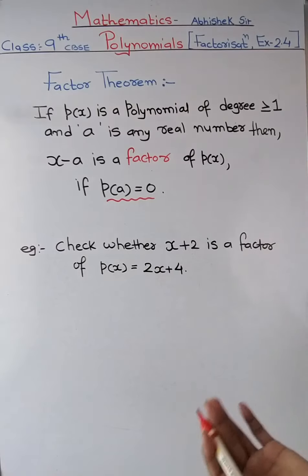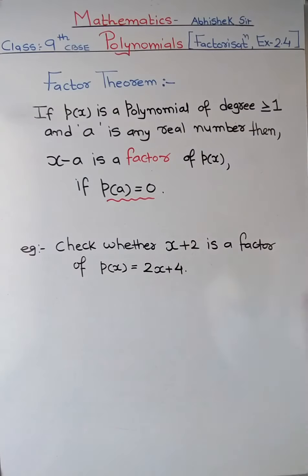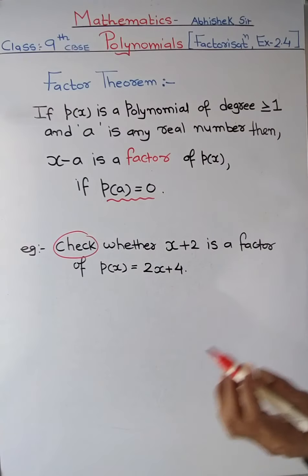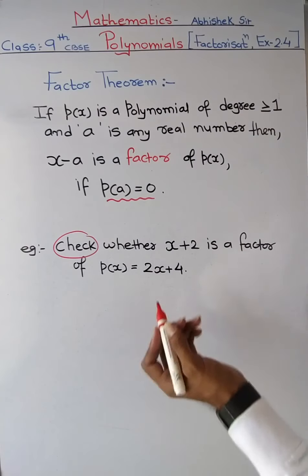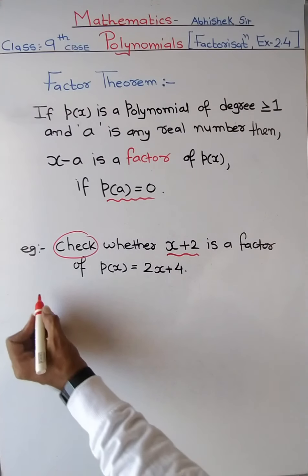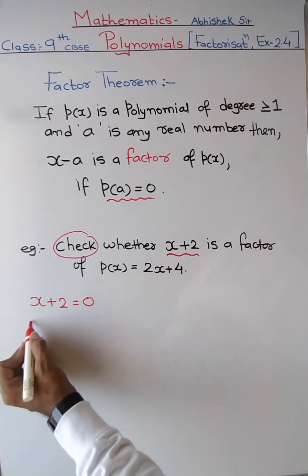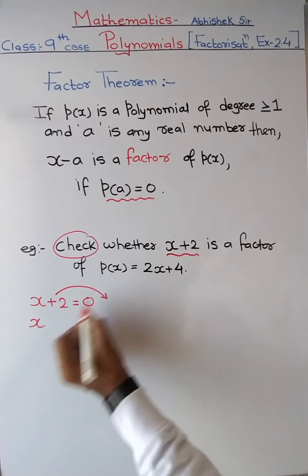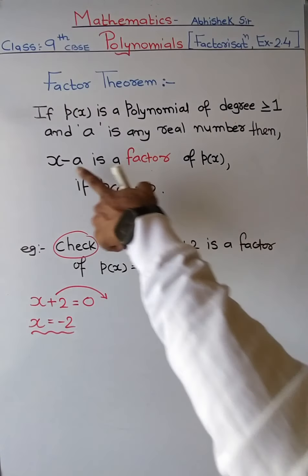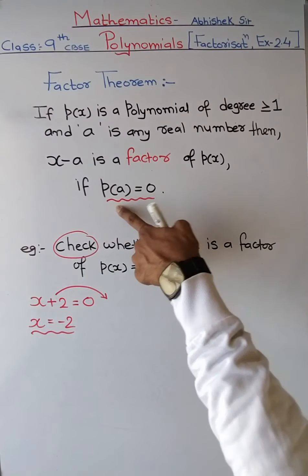We will start example 11. Check whether x plus 2 is a factor of p of x, 2x plus 4 or not. Now if we want to check, what might be our step? We will have to find out the 0 based on this. If x plus 2 they are telling, so what is the 0? This plus 2 goes on this side, becomes minus 2. Now we have got this number a as minus 2. Now we have to find out p of a.